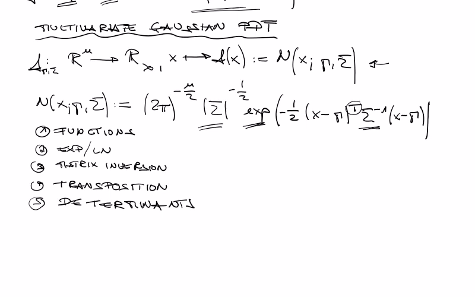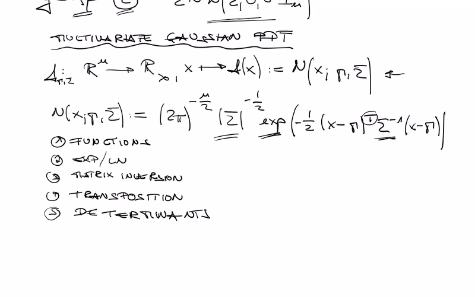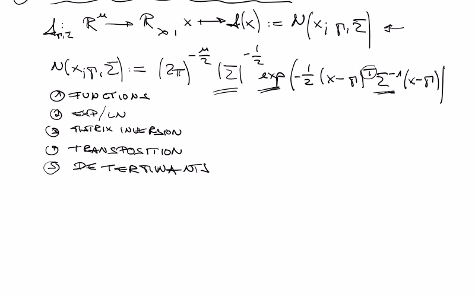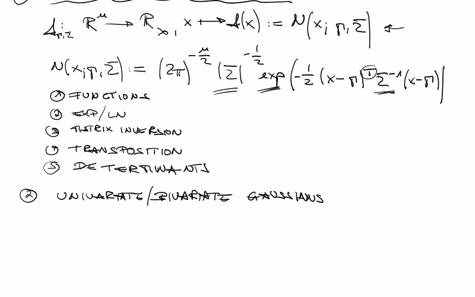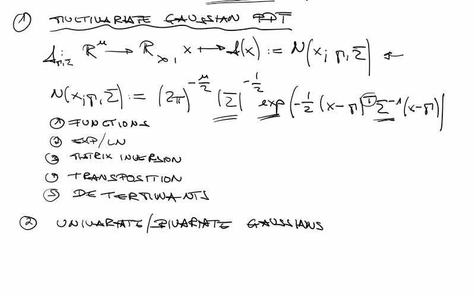So that's basically the first plan for the first hour, essentially, I hope, not longer. And then the second is to look at special cases of the multivariate Gaussian, so to look at univariate and bivariate Gaussians from an intuitive sampling perspective. Okay, so that's the plan.